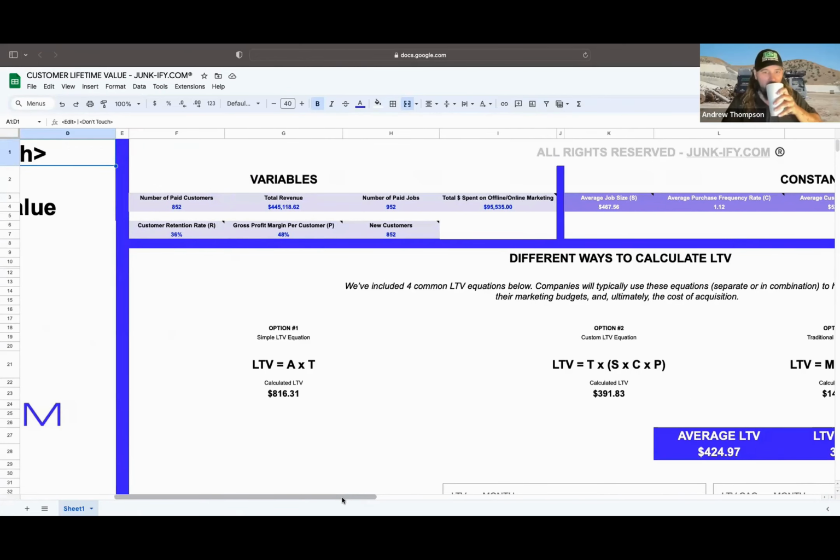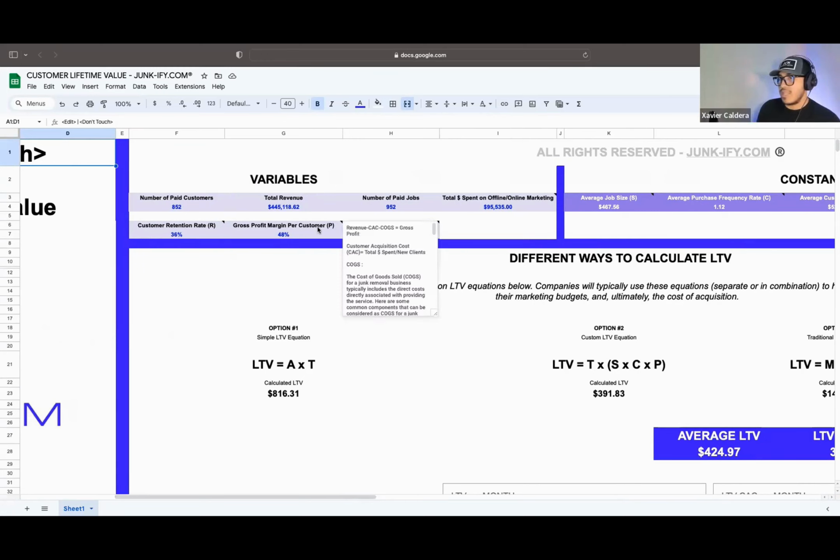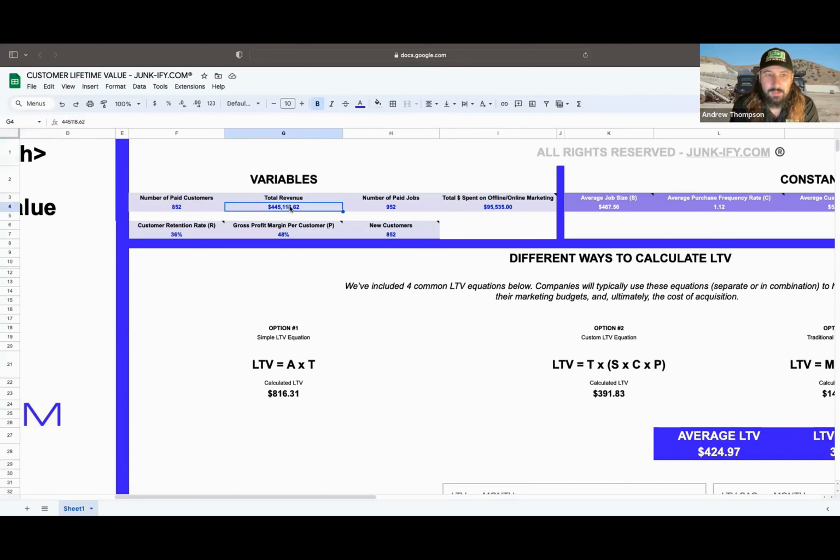Okay, cool. All right, so LTV. These are the variables that we need in order to calculate LTV. First, we need the number of paid customers. That's something that basically everybody in this industry should have. If not, get a software to do that. Then you need total revenue. If you don't know how to do this, basically count all the sales as revenue.